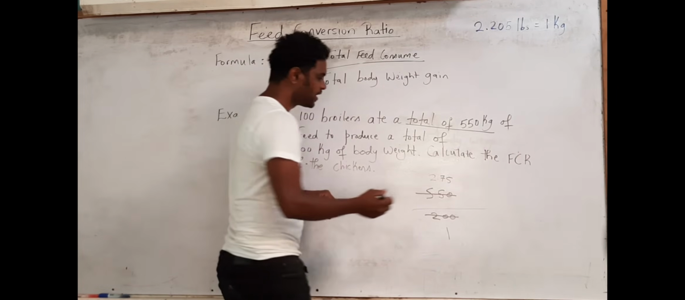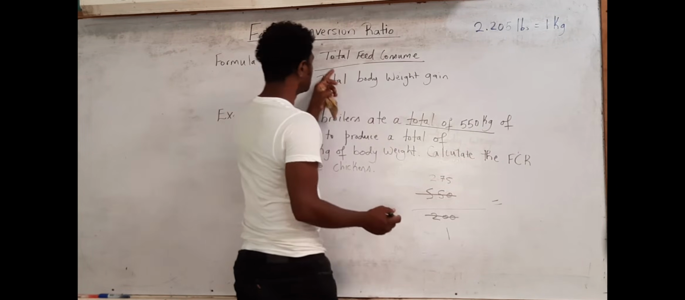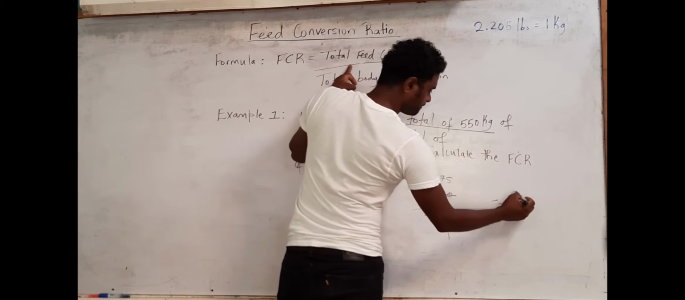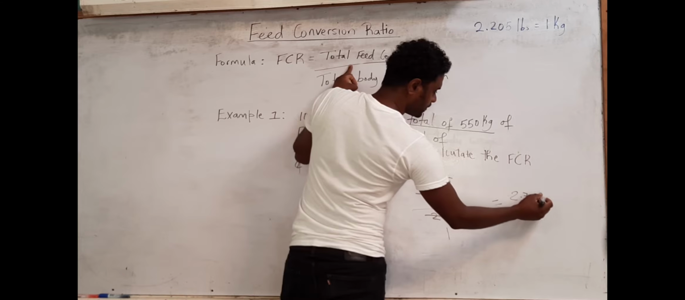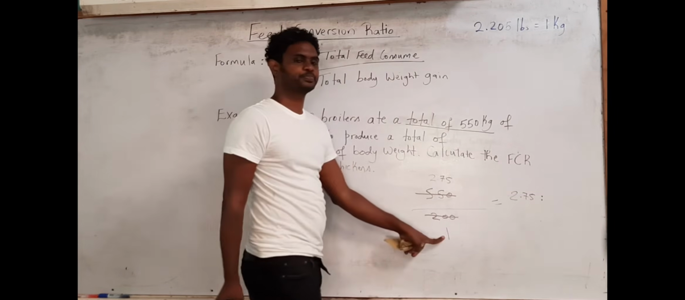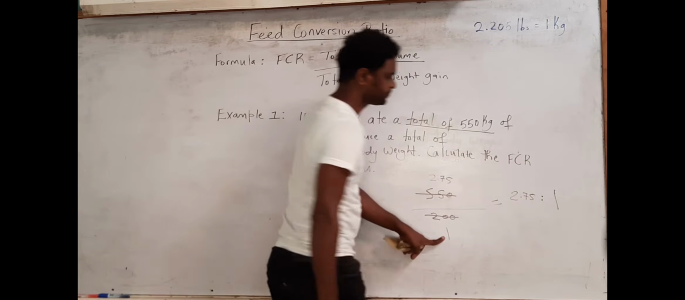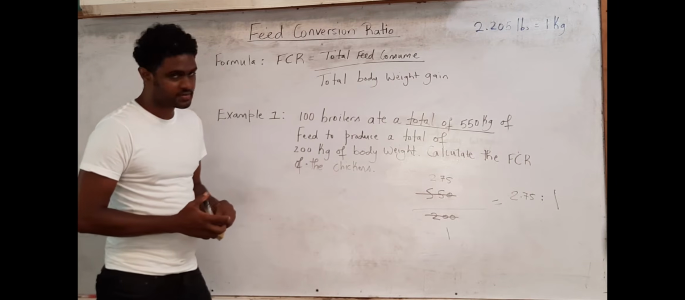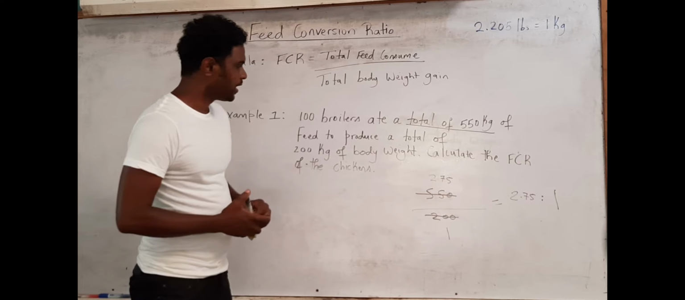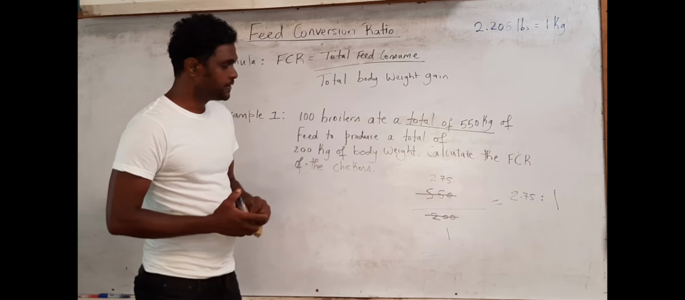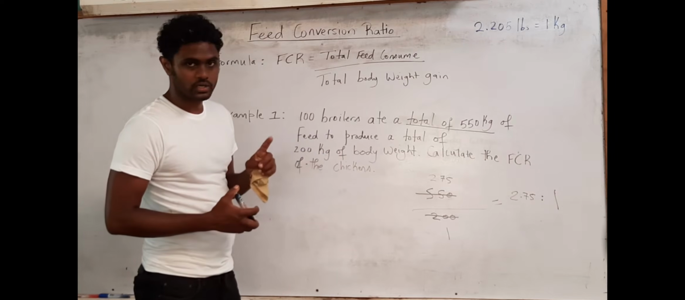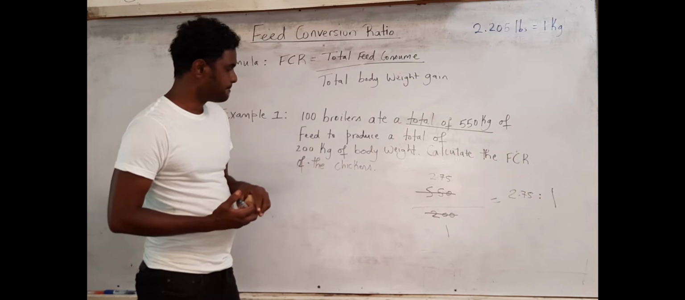So let's write out the formula. So the feed, which is a 2.75, to the 1 body weight over here. Alright, so the answer is 2.75 feed each of the 100 chicken consumed to produce 1 kilogram of body weight.